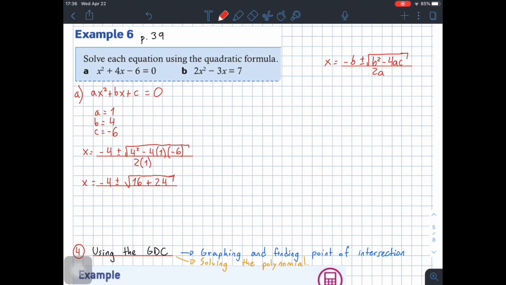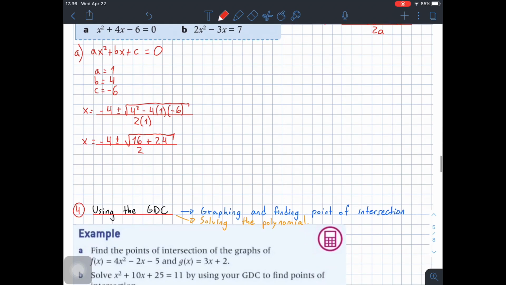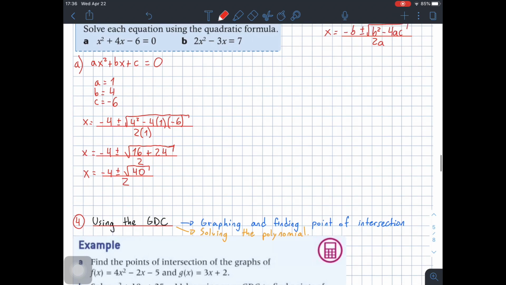If we keep on doing this, this would be x equals negative 4 plus or minus the square root of 16 plus 24. That's a 40, right? Yes, that's 40. So square root of 40 over 2. How do we take the square root of a number without using a calculator? Remember I showed you that last class?